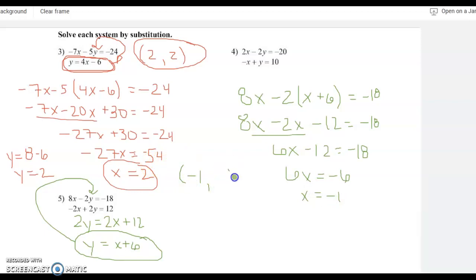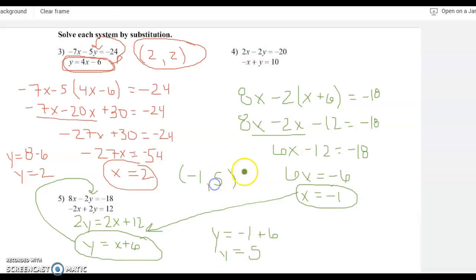So now I just have to find out what y would be. So again, once you have 1, you plug into the other. So I know that y equals x plus 6. So if x is negative 1, y equals negative 1 plus 6. So y equals 5. So my answer would be negative 1, 5. And that's a little review on how to solve a system of equations with 2 variables and 2 equations using the algebraic methods of elimination and substitution.